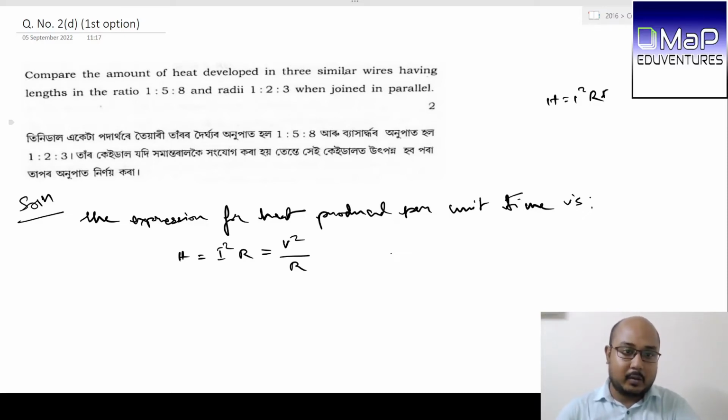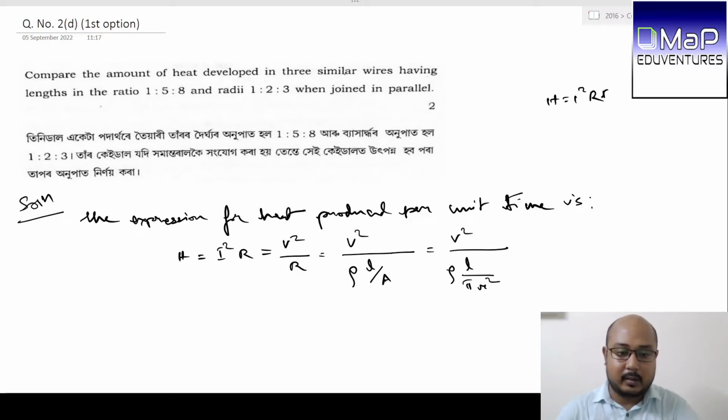Now the thing is that we are given the length and radius of the wires, so how do we include length and radius in this expression? For that, the resistance we have, I have to express the resistance as rho L by A. Okay, so in this form, this A is the cross sectional area. Since radius is given, the cross sectional area will be equal to pi R square. So we can write H, this heat produced per unit time, is equal to V square pi R square by rho L.